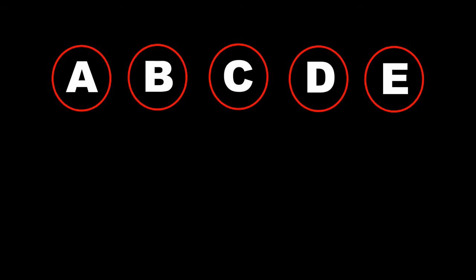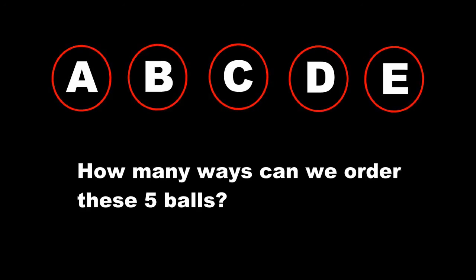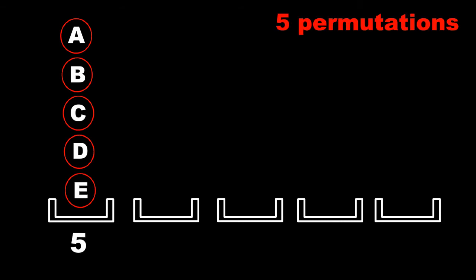Throughout the video, I'll be using these 5 balls labeled from A to E. Let's begin by asking ourselves this fundamental question. How many ways can we order these balls? Technically, we are just counting them, but we need a way to do this systematically. Imagine using 5 holders for each ball we will draw. For the first ball, we have 5 options, thus the number of permutations is 5.